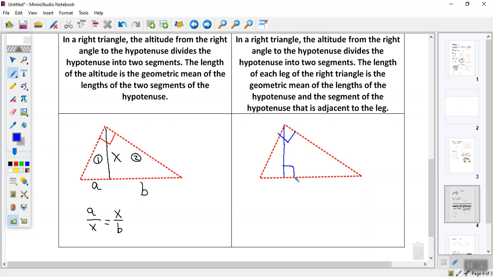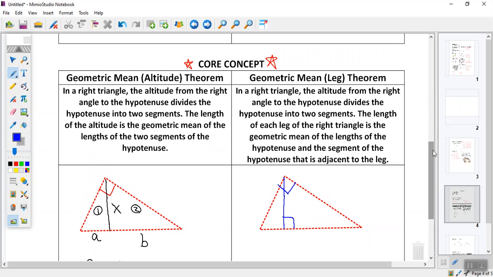Okay, all I want you to remember is this. This is called the what theorem? Think altitude theorem.